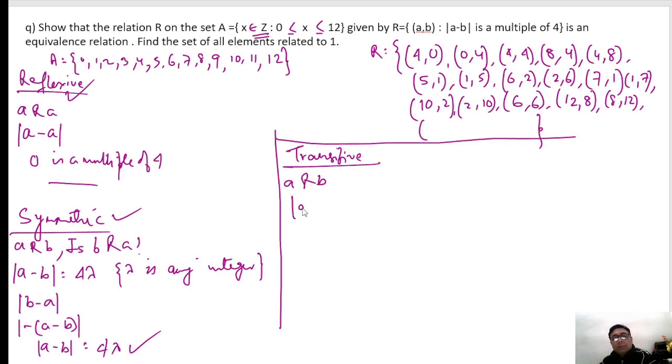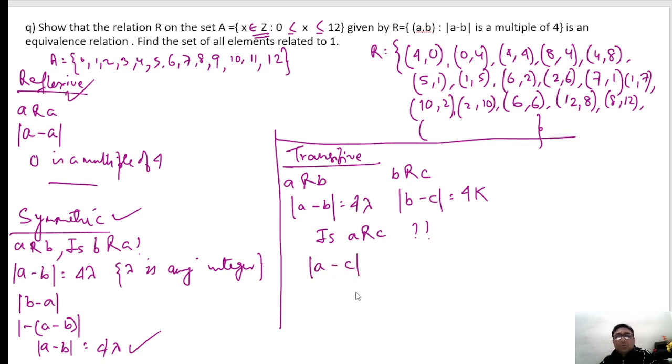ARB, that means they are telling that A minus B is a multiple of 4. So let it be 4 lambda. Then BRC, that means mod of B minus C is a multiple of 4. That means let it be 4k. Is ARC valid? Let me see. ARC means A minus C should be a multiple of 4. So let's check.